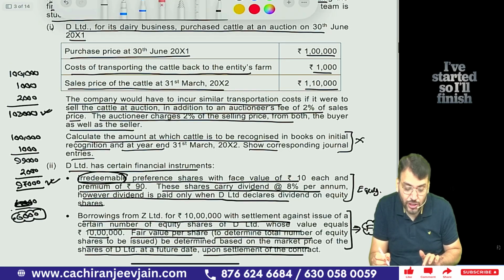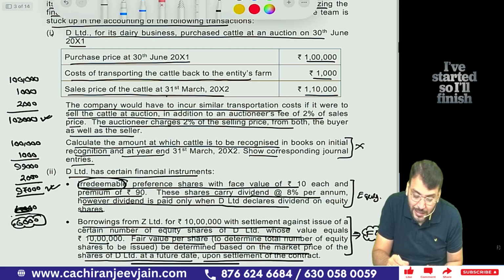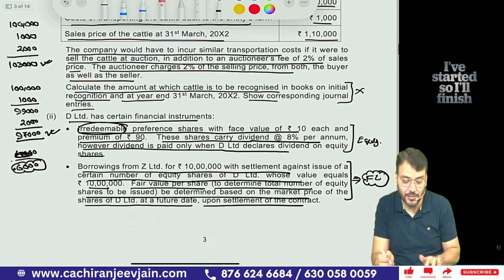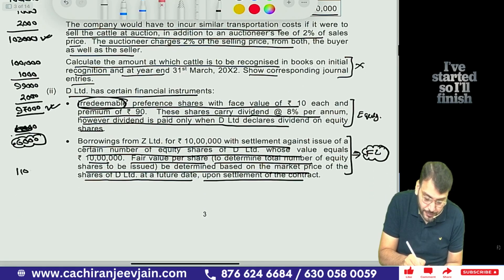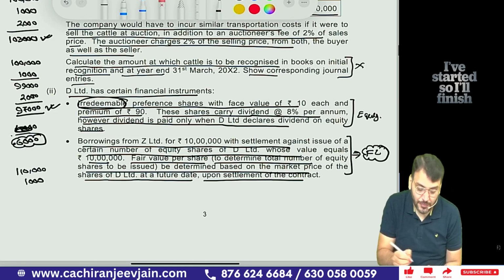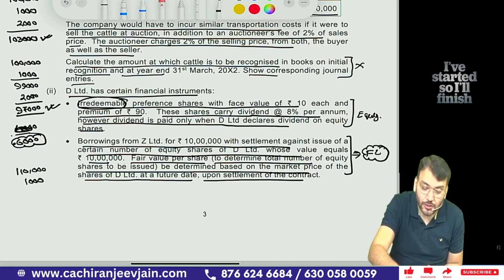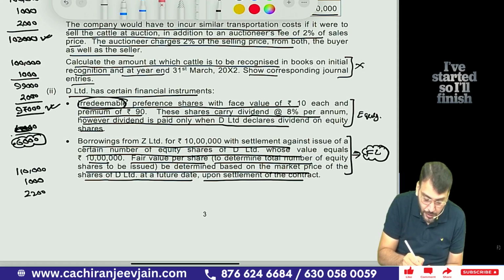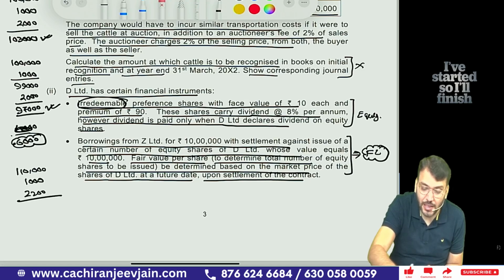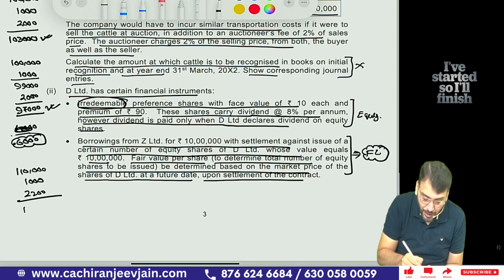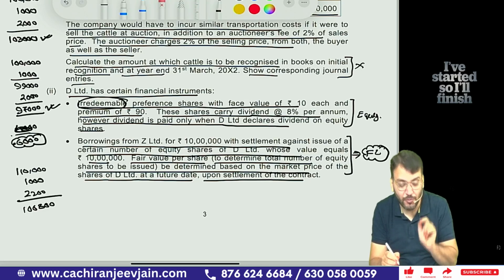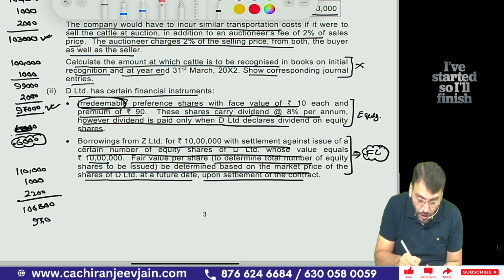So you can see the question they have already given: sale price of the cattle on 31st March is 1,10,000. Correct. From this, once again, we'll deduct the transportation cost 1,000, and we'll also deduct the auctioneer fee. So 1,10,000 into 2%, that is 2,200. So it is coming how much? 1,10,000 minus 1,000 minus 2,200. It is coming 1,06,800. And whatever the initial measurement was done at 97,000, so there is a gain on subsequent measurement.